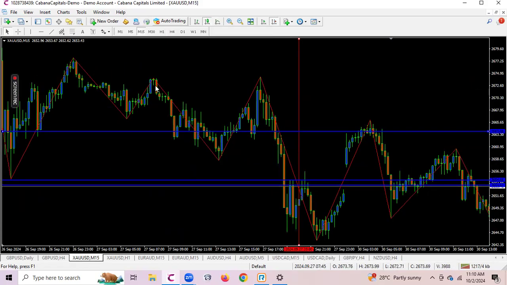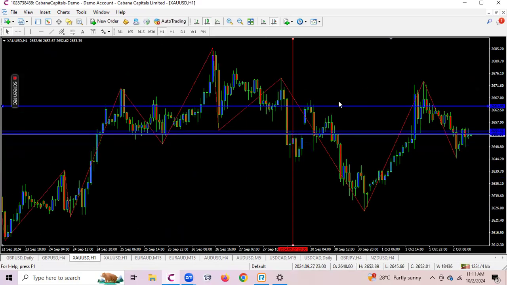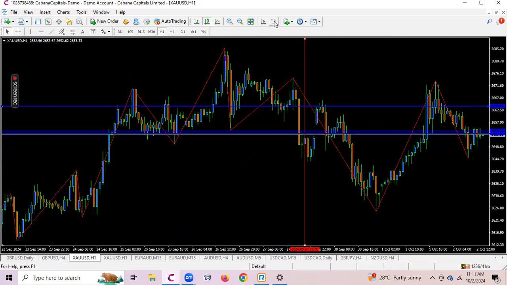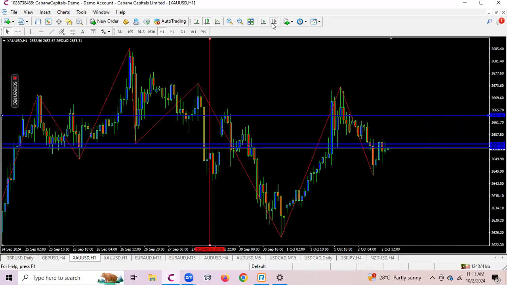On 15 minutes, the fair value gap that was created there got filled at this point. Okay, so we work with the 1 hour fair value gap. Okay, it has been filled, and you can see right now the market is trading below that fair value gap. Can you see that the market is trading below that value gap?